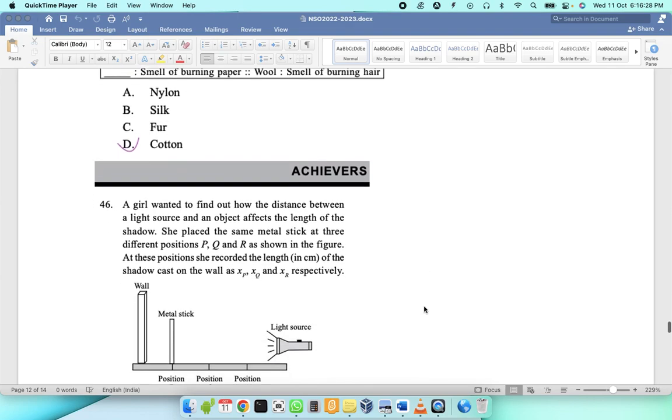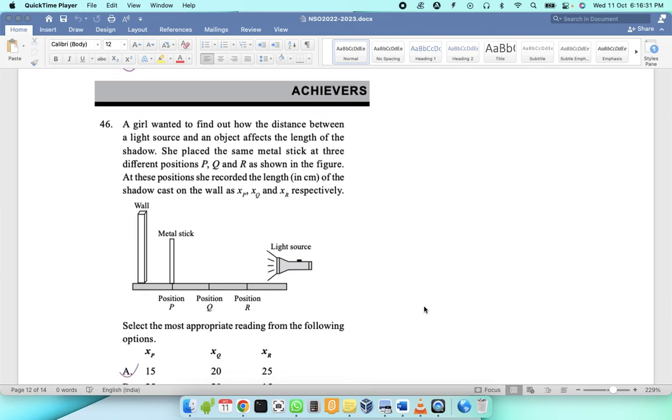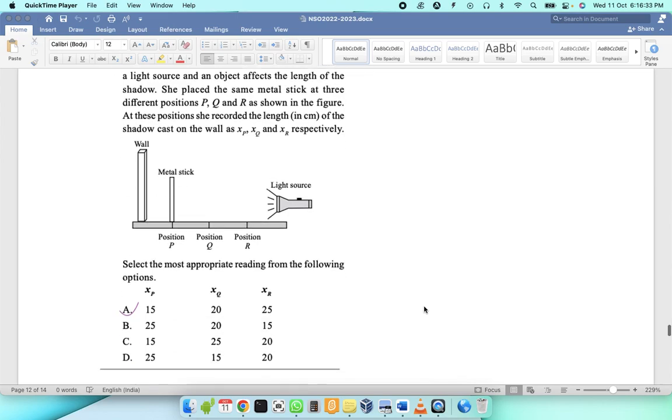We have now reached the achievers section. Here we know that the closer the object is to the screen, the smaller its shadow will be. So, the answer here is A.